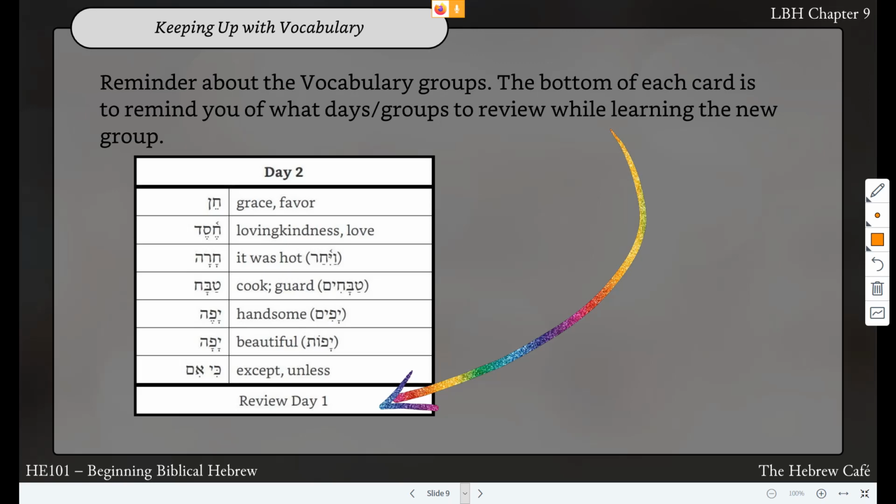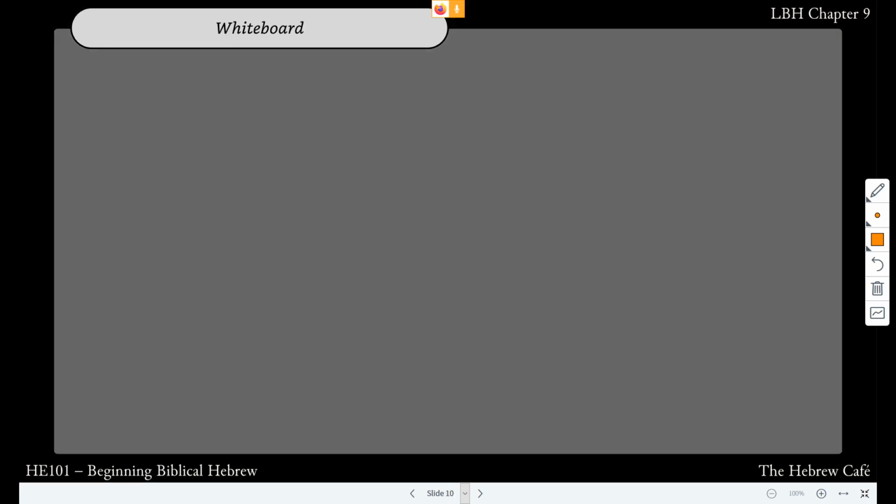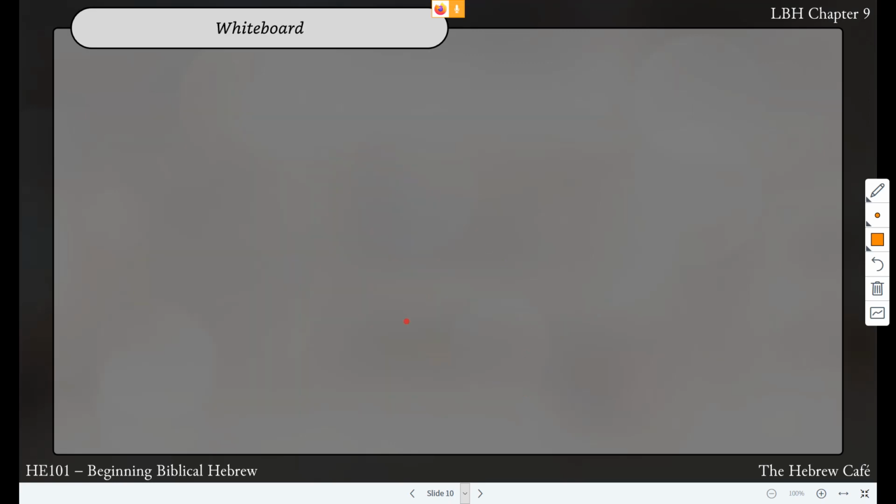But you should learn it as a cook, because in every other context, that's what it means. I don't think I've ever seen it outside of Sar HaTabachim. I don't think I've ever seen it mean a guard. So, all right, the whiteboard is here for any further questions you have before we start reading.